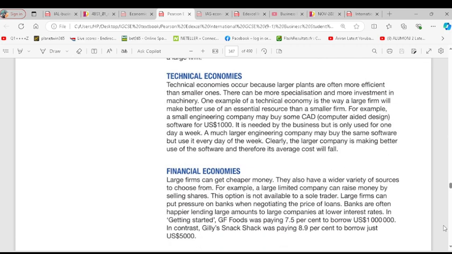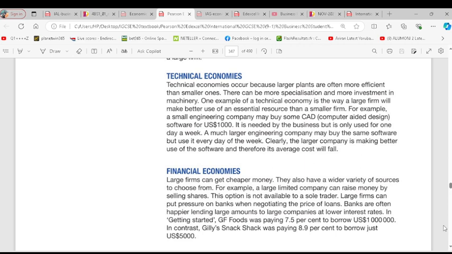Technical economies of scale occur because larger plants are often more efficient than smaller ones. There can be more specialization and more investment in machinery. One example is the way a large firm would make better use of an essential resource than a smaller firm. Technical economies of scale simply means that a large firm has the capability to invest in large equipment or machinery, and it is expected to perform more efficiently than small equipment. Yes or no?